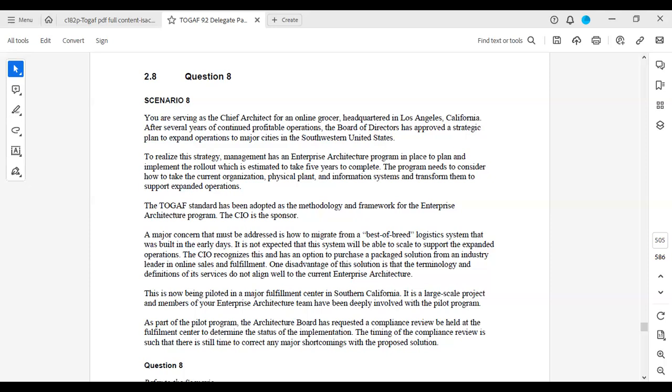Compliance review. You plan to expand operations to major cities to realize the strategic management and the implementation of the rollout, which is estimated to take 5 years to complete.